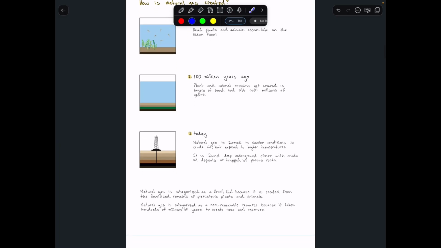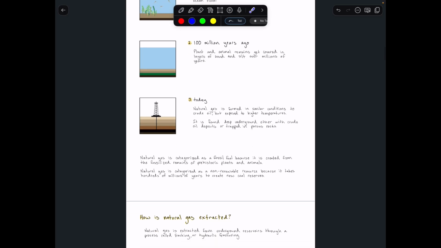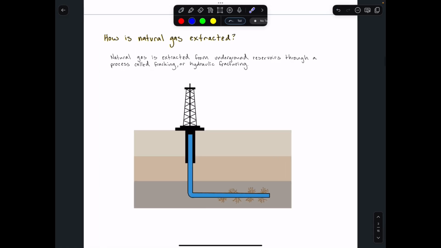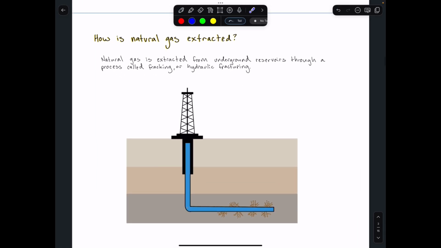Now let's go on to the next section: how natural gas is extracted. Natural gas is extracted from underground reservoirs through a process called fracking, or hydraulic fracturing. We covered a bit about fracking in the crude oil lecture, but I'll go into a little bit more detail here.